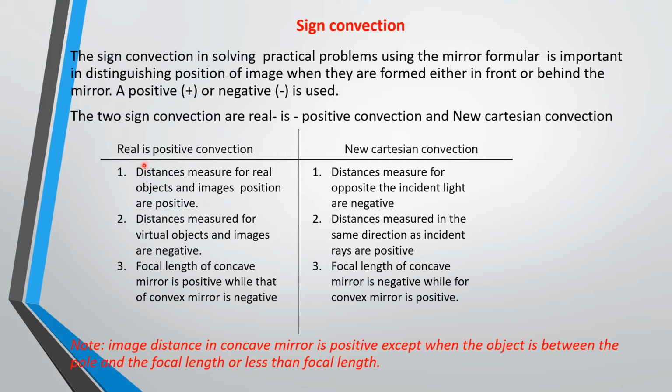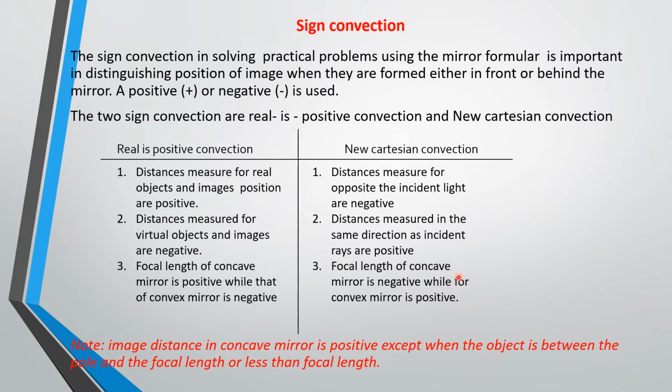In most cases, it is real is positive that we use to solve problems using the mirror formula. But if you also understand the new Cartesian convention, you can use it. The two will give you the same answer in the long run. For the new Cartesian convention, distances measured opposite to the incident light are negative, while distances measured in the same direction as the incident rays are positive. The focal length of a concave mirror is negative, while that of a convex mirror is positive.